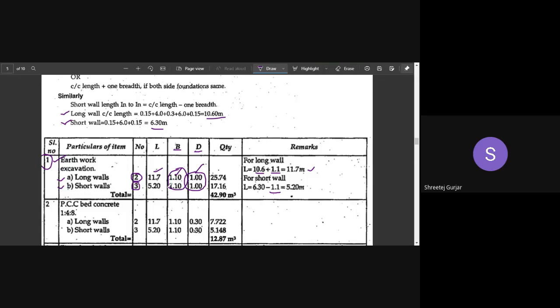Reduce my width. This is my width, 1.1. So from 6.3, my center line length of my short wall, I will reduce 1.1 meters. Okay, so it will be 5.2. So this is what I've written here.